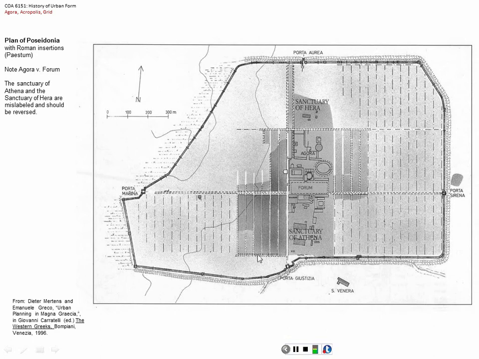We'll see these long blocks, which are typical of the Greek cities. And then we notice the insertion here of something else, which is a forum. This is indicating a Roman insertion, and we'll talk a little bit about the difference between the way the Greeks conceived of cities and the way the Romans conceived of cities.